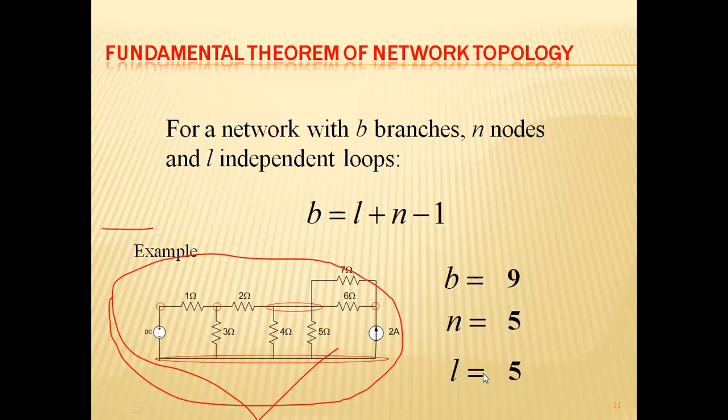And L is the number of independent loops. Loops are also 5. How? One loop is this, second loop is this, third loop is this, fourth loop is this, and fifth loop is this. So there are 5 loops. Using the 5 loops and nodes, we have calculated the number of branches. So the number of branches B comes out to be 9.